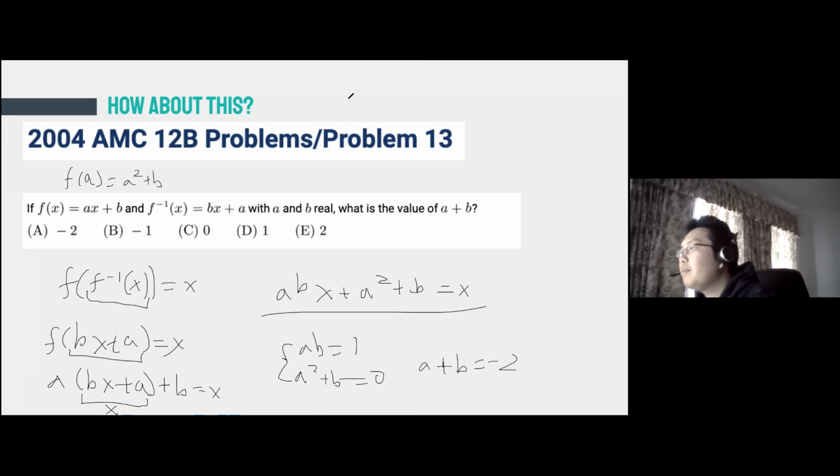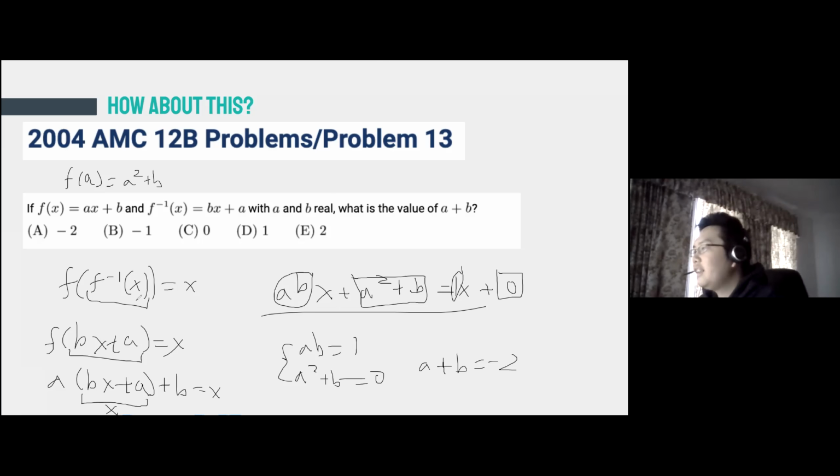Cool. Why is a squared plus b equal to 0? Because this is x plus 0, right? The coefficients have to match, so this has to equal this, which is 1, and then this has to equal this. I can't have any other way for these to be equal to each other unless the coefficients all match. Does that make more sense? Do you get it now?